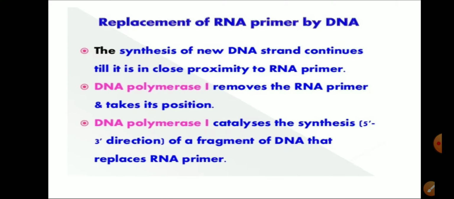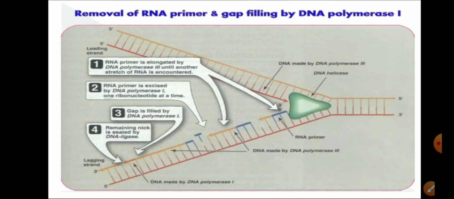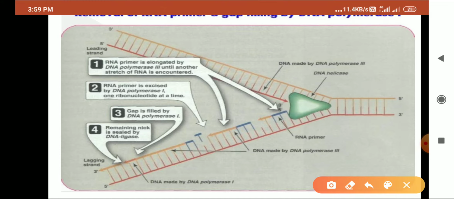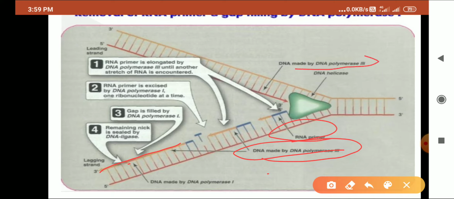The replacement of RNA primer by the DNA. In the end, the RNA primer is replaced by the DNA. New DNA continues till it is in close proximity with the RNA. The DNA polymerase 1 removes the RNA primer and takes its position. Here the removal of the RNA primer is shown to you. Here we have the lagging strand of the DNA, and here we have the RNA primer. These are ligated by the DNA polymerase 3, and these RNA primers are replaced by the DNA made by the DNA polymerase 3.